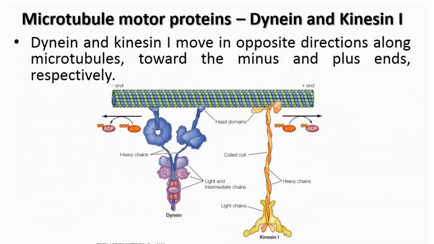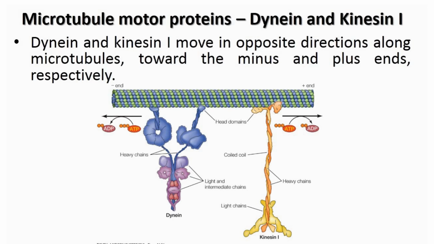Well, in this segment we will be focusing on the microtubule motor proteins. Those are dynein and kinesin 1. We have already come across a motor protein, especially myosin 2, as a representative example of the microfilament or actin. Now we come to two motor proteins which come under the category of microtubule. One of course is dynein, another is kinesin 1. Both dynein and kinesin 1 move in opposite directions along the microtubules, that is towards the minus and plus ends respectively.